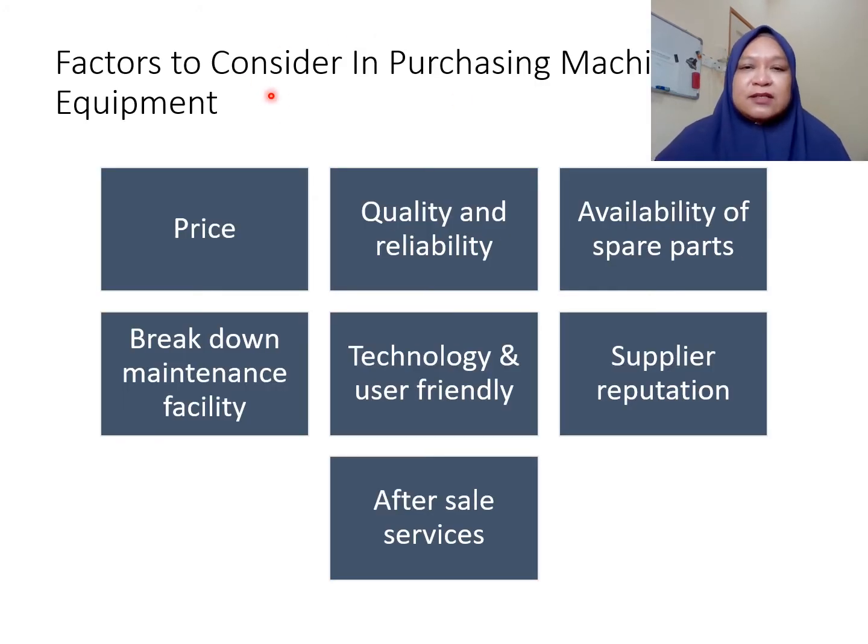The factors to consider in purchasing machines and equipment, of course, we look into the price, the quality, whether there are spare parts available, the breakdown maintenance facility, and whether it's user friendly, easy to use. We also look into the supplier reputation and whether there is any after-sales service, so that it will be easier for you to maintain the machine.